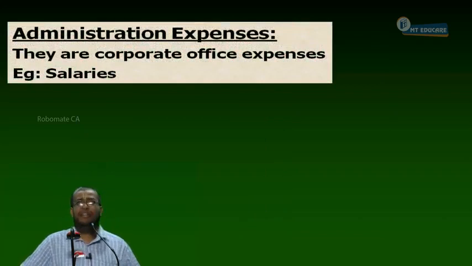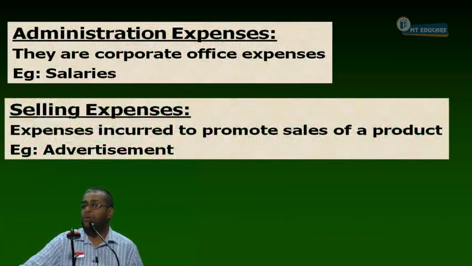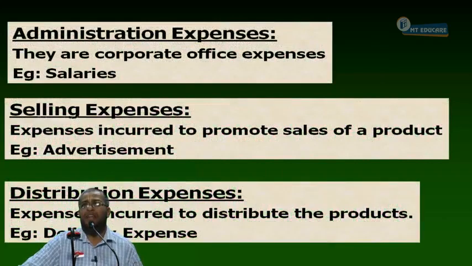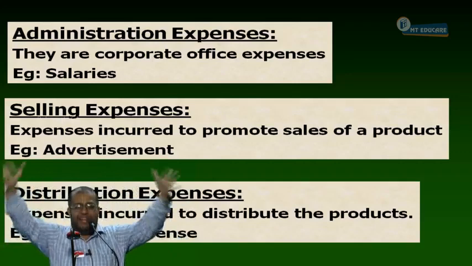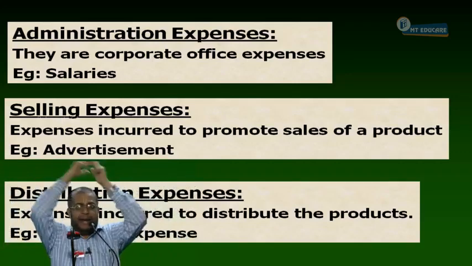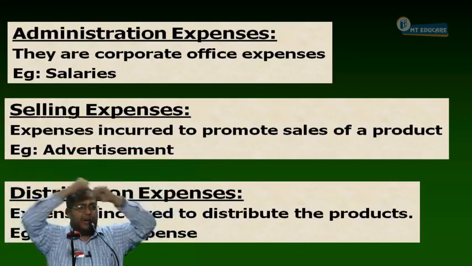The remaining is very simple. They are corporate office expenses, expenses incurred to promote the sales of the product, and expenses incurred to distribute the products: administration, selling and distribution cost. Above this, we need not think very deeply because whatever they may be, I'll be totaling it and debiting it in the P&L account. I am not worried about them for stock valuation, absorption, etc.